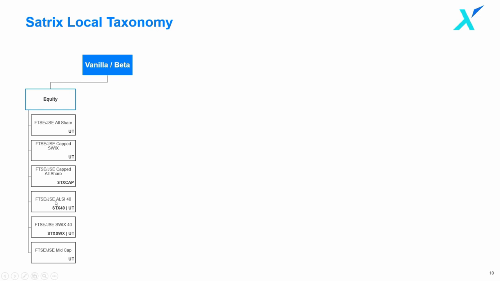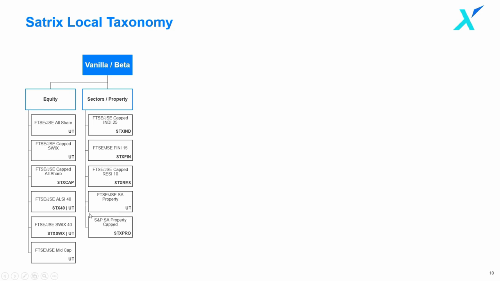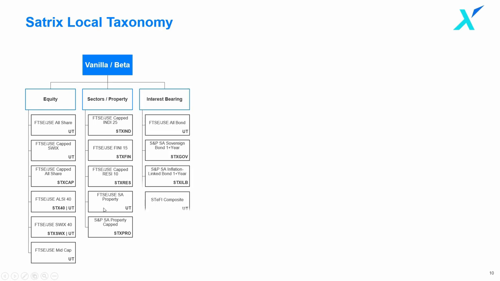And then in some cases, we track a particular index like the ALSI 40 with both the Satrix 40 ETF, STX 40, as well as in a unit trust form. So this just gives you an idea of the range of products that Satrix offers. So in the equity space, these are the different indices we track, covering the broad market at the top here. The large cap shares in these ALSI 40 and Swix 40 variants, and then some we also track mid caps in unit trust form. We also offer niche sector exposure, whether that's the industrials, financials, resources, or listed property.